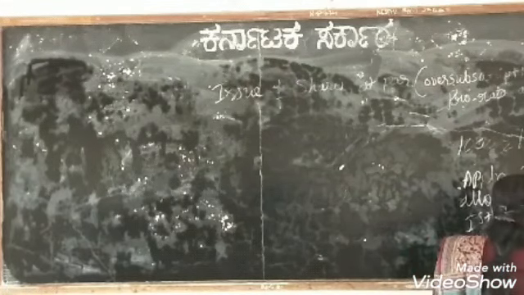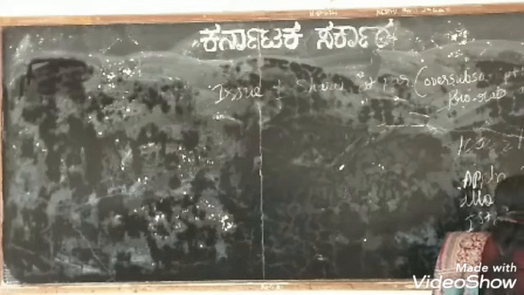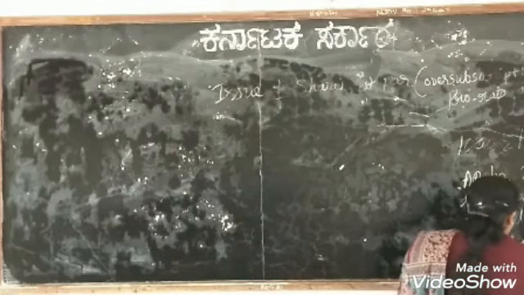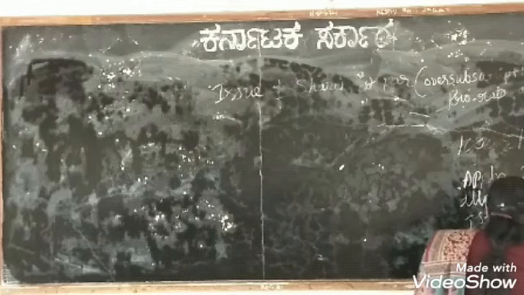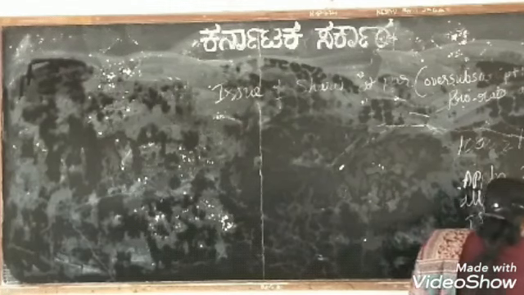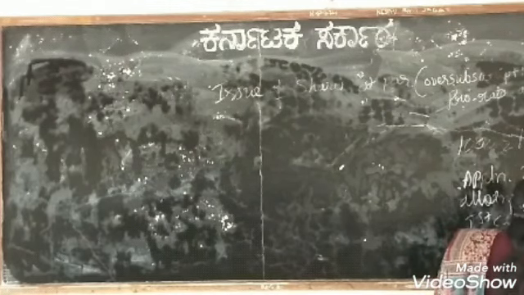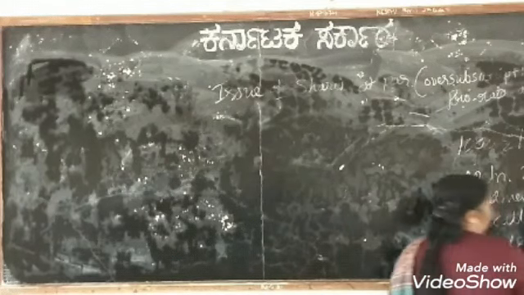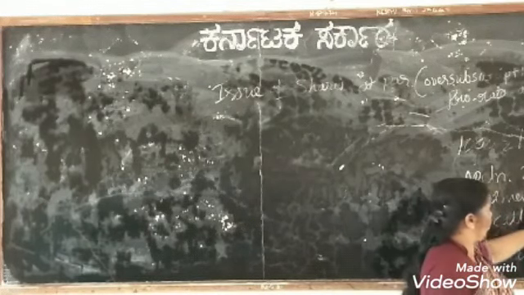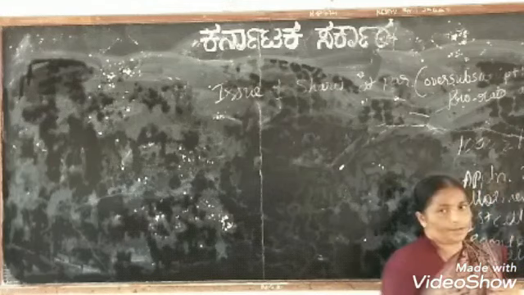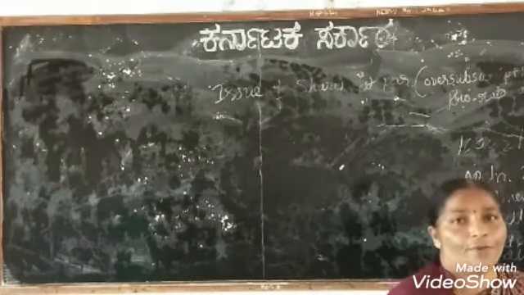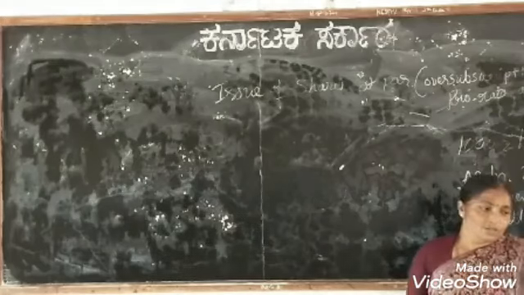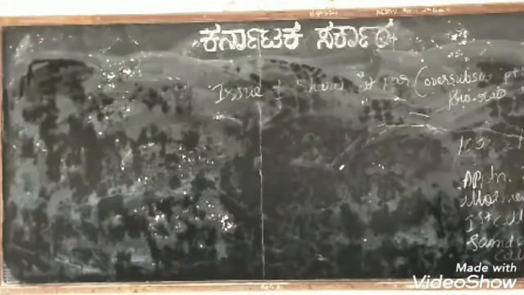Then first call rupees 2 each. Then second and final call rupees 2 each. So if you add all these installments, 2 plus 4 plus 2 plus 2 is 10. So it must be equal to the face value of the shares, that is rupees 10. So that is issue of shares at par.